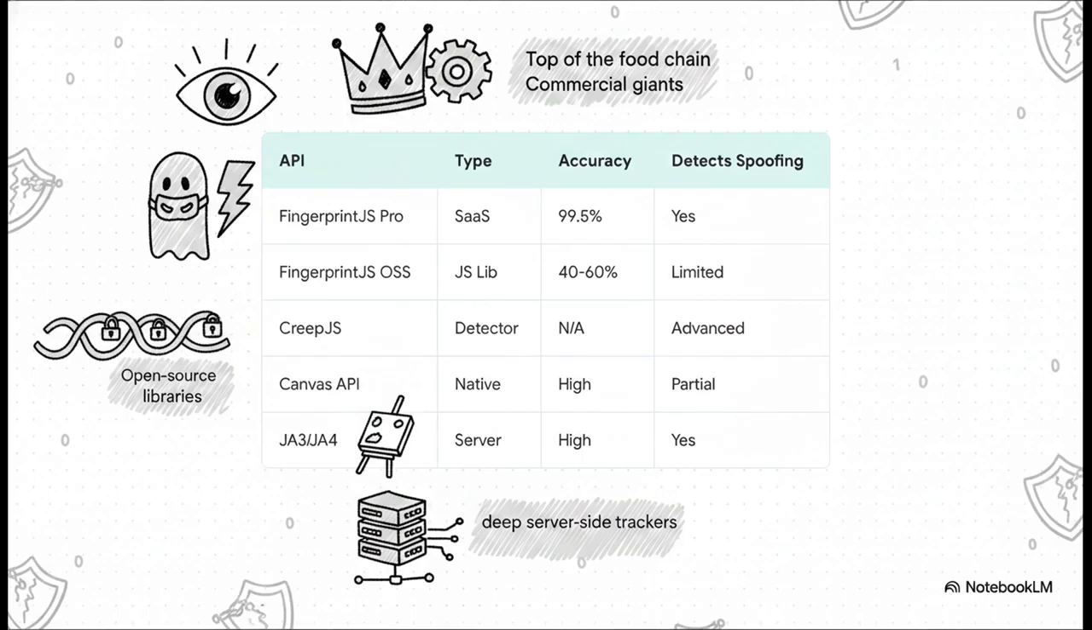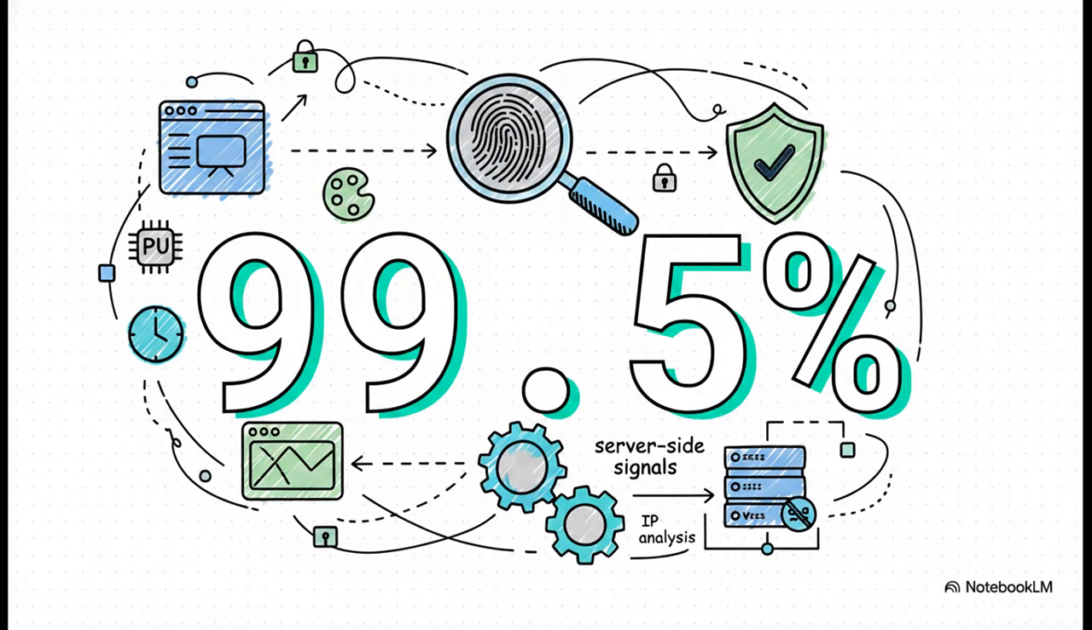Let's break down the heavy hitters here. Look at that 99.5% accuracy rate for a second. That's FingerprintJS Pro. It is the absolute industry standard, running on over 12,000 websites right now. And it hits that near-perfect identification rate because it doesn't just look at client-side data, it combines those with server-side signals like IP analysis and bot detection. Trying to hide from this thing is definitely no joke.